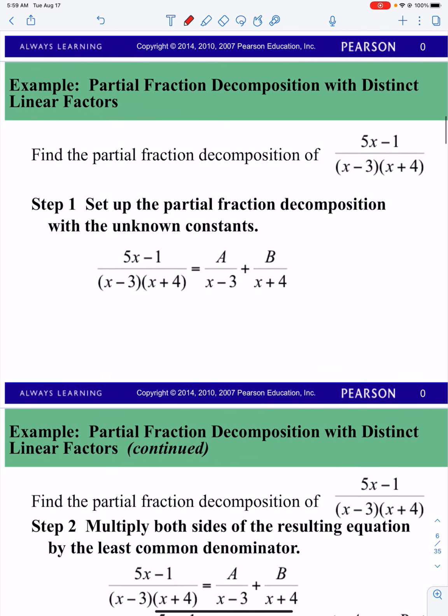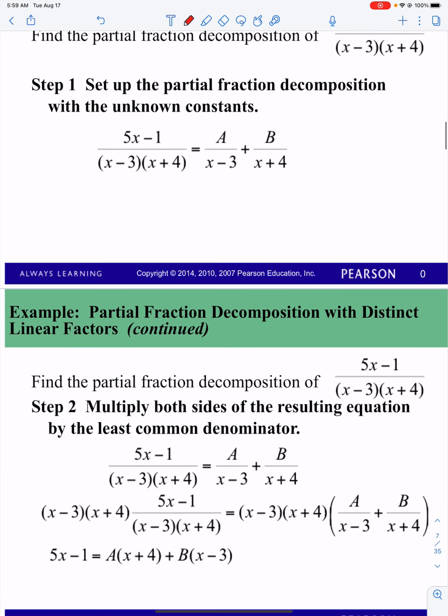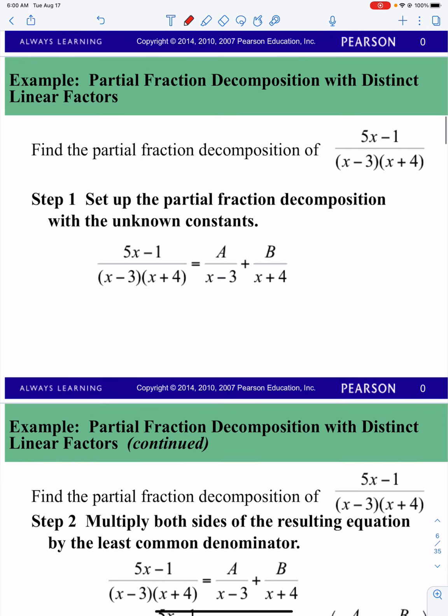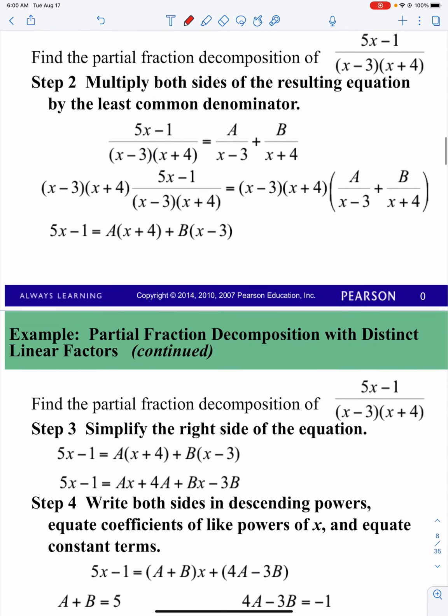So what should we do if we wanted to find the partial fraction decomposition of (5x minus 1) over (x minus 3)(x plus 4)? So what do you have here? We wanted to separate the fractions, yeah? A over x minus 3 plus B over x plus 4. Okay, so what should we do?